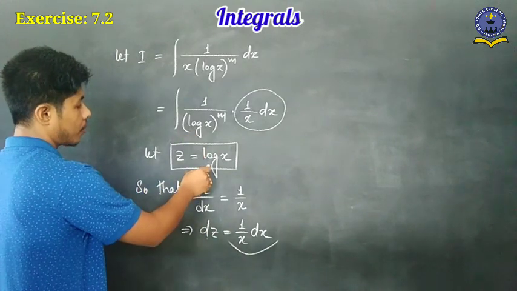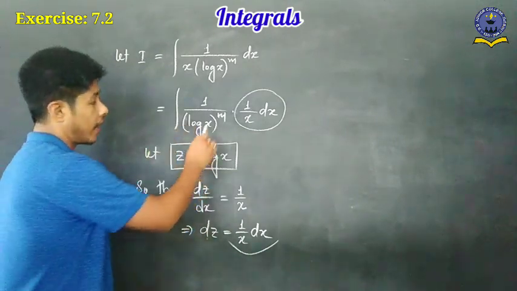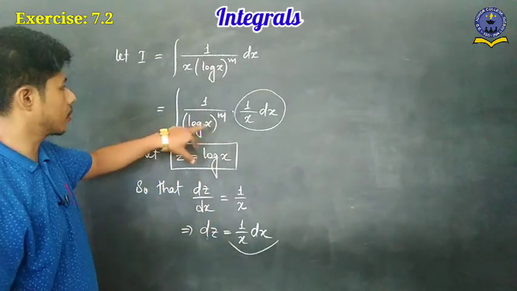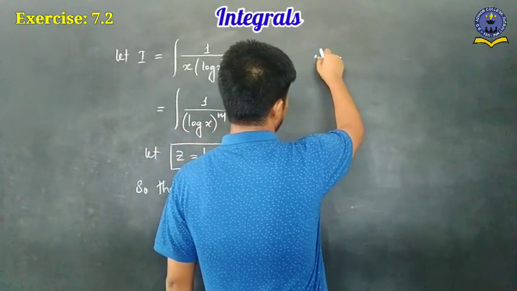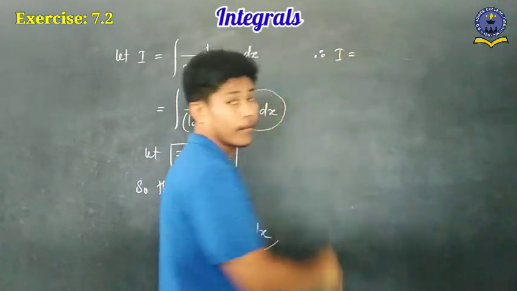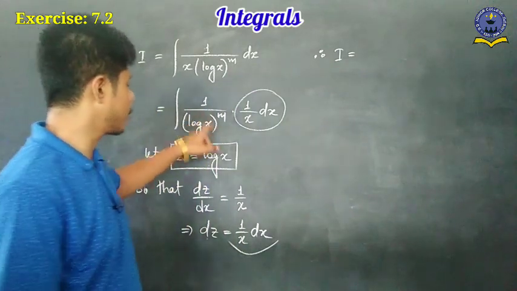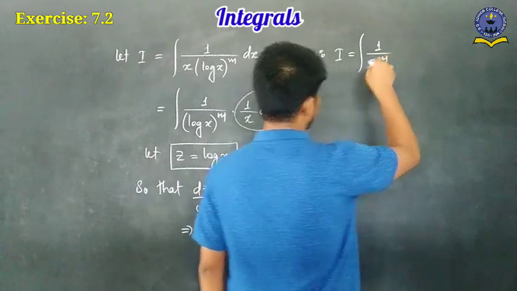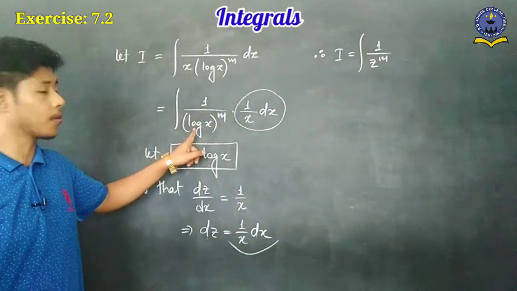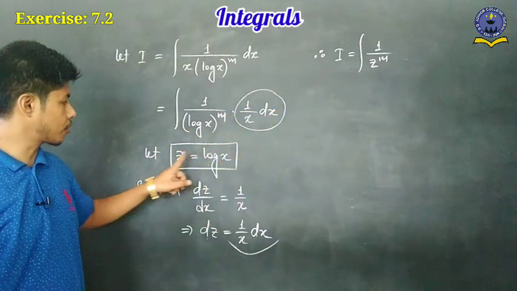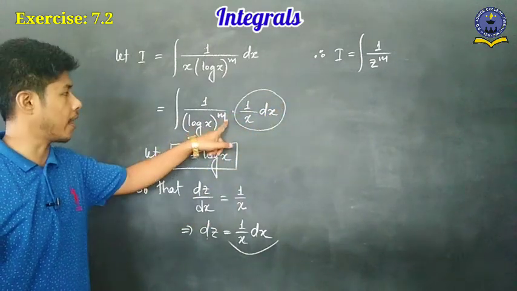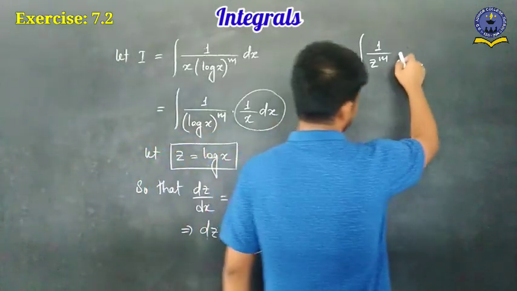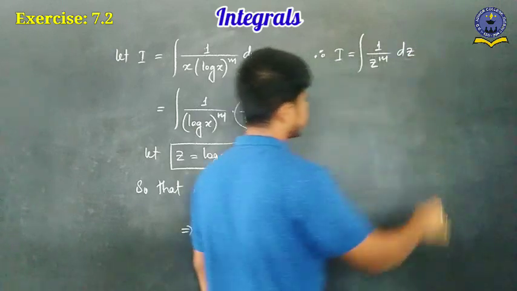And in place of log x we can write z. And m is any integer here. So we have to substitute these two results. Therefore I equals integration of 1 by z to the power m. In place of log x we write z, so z to the power m. And 1 by x dx means we can write dz.